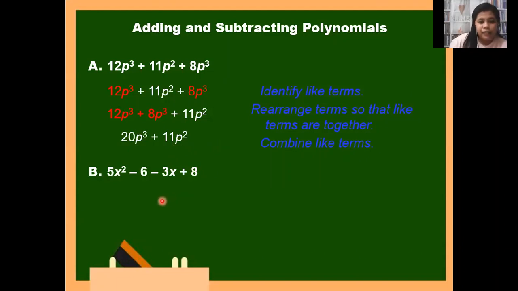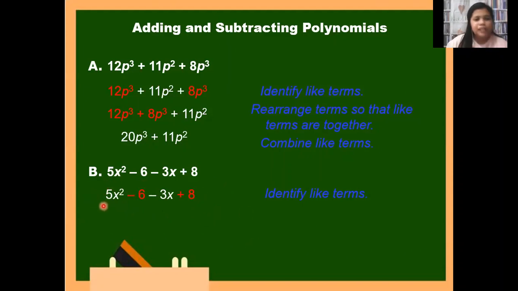5x squared minus 6 minus 3x plus 8. The same procedure or process as our example letter A. First, we need to, of course, identify the like terms. Then, if we identify the like terms, ayan, kung mapapansin nyo, parehas yung kulay ng like terms.